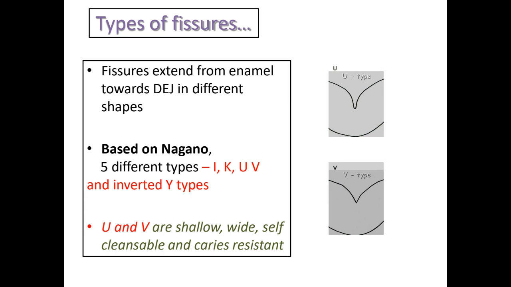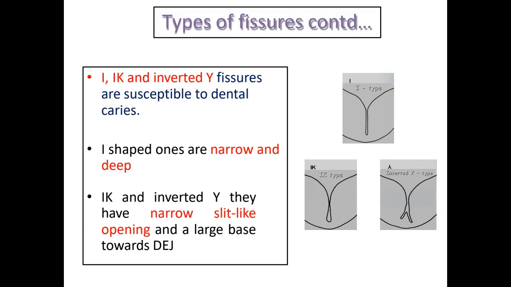Now going to the remaining fissures, that is I, IK and inverted Y fissures. These fissures are called caries susceptible pits and fissures. Why are they caries susceptible? Now if you see the I shape, what is happening? It is narrow and very deep. If you see from the starting to the bottom, it is narrow and very deep. Anything accumulated at the depth of the fissure cannot be cleansed by the bristles or by oral irrigation.